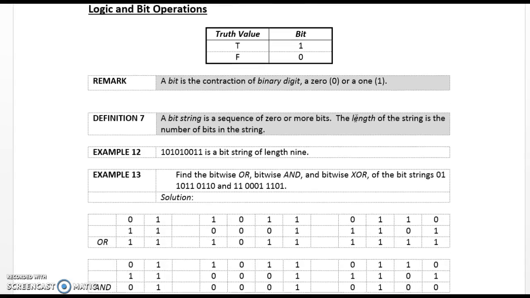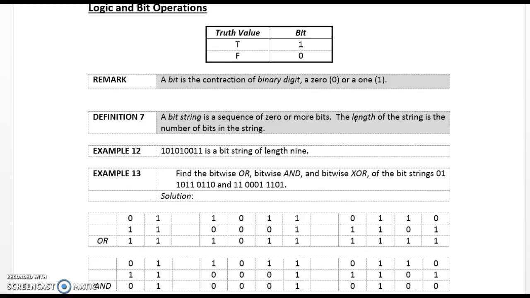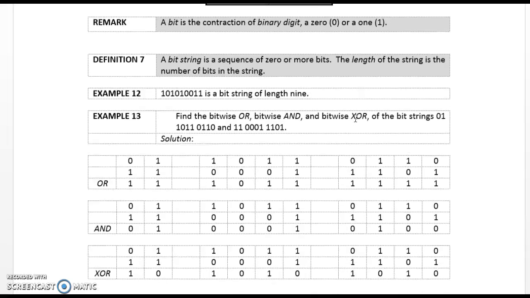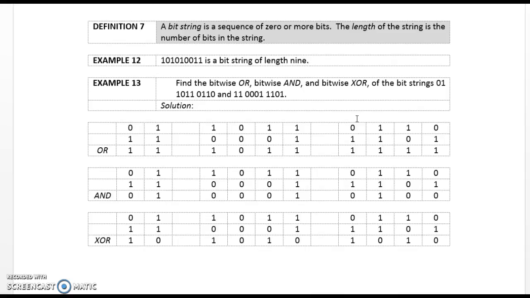Logical and bit operations. We associate with a binary digit, a bit, 1 with true and 0 with false. Definition 7. A bit string is a sequence of 0 or more bits. The length of the string is the number of bits in the string. Example, 1010100011 is a bit string of length 10.